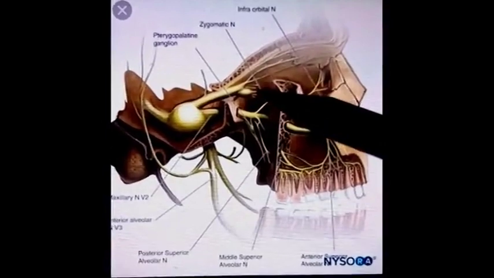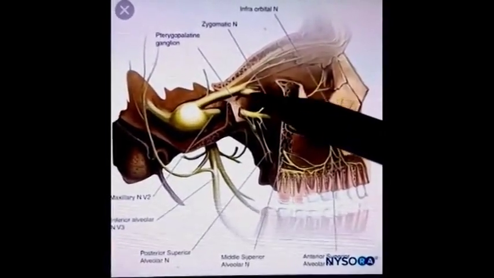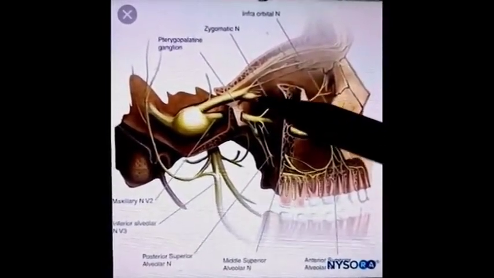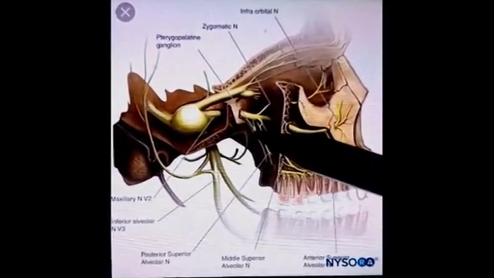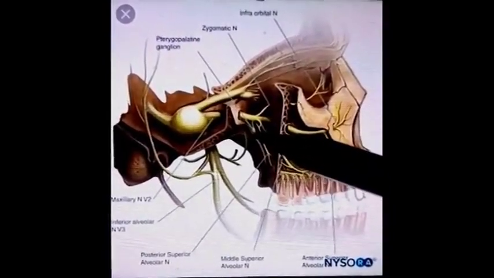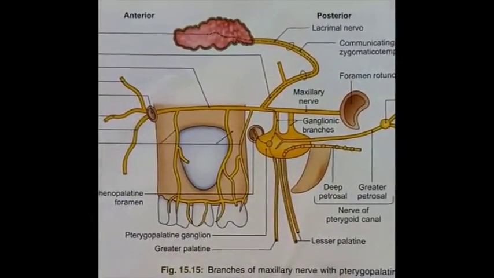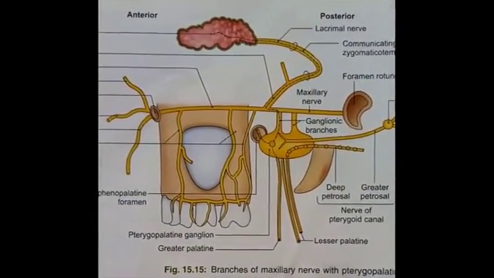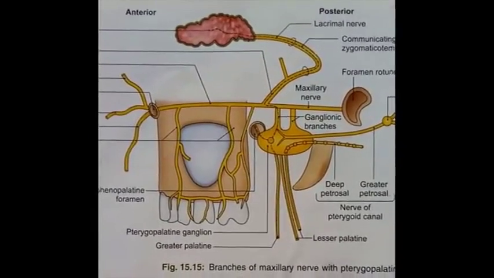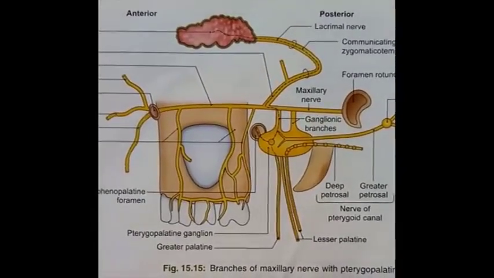And in the medial wall of the fossa there is presence of a sphenopalatine foramen, and this ganglion lies lateral to this foramen. Next is connections of the ganglion. Means formation of ganglion, we can say.